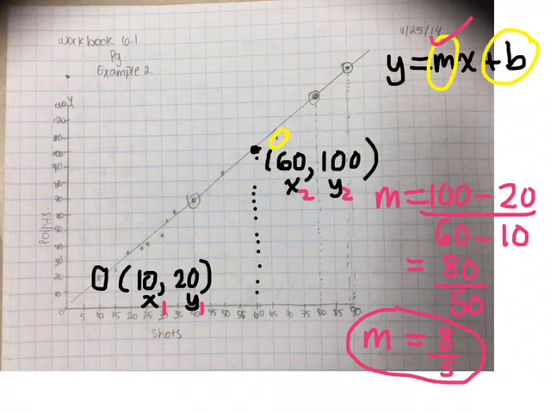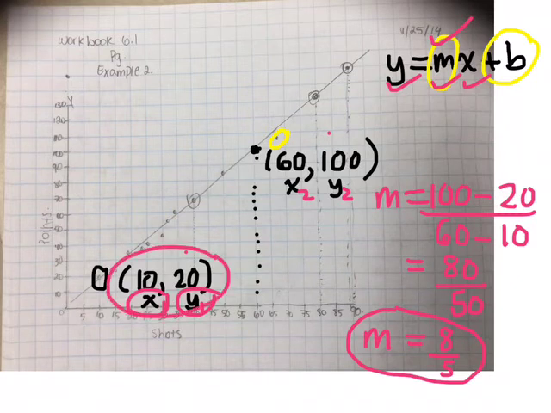So I have to choose one of my coordinates. I can choose this x and y and replace my x and y, and I have to replace my m, and then I isolate for b. Does it matter which coordinate I choose? No, because they're both on the same line. So choose one of the coordinates that you were using to find your slope. So I'm just going to choose this coordinate, okay?